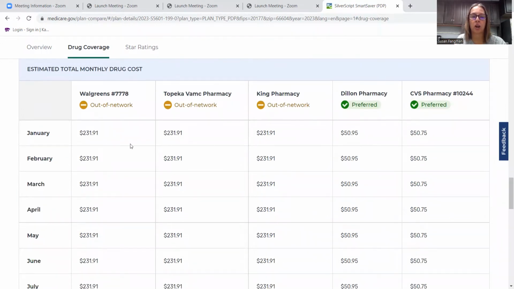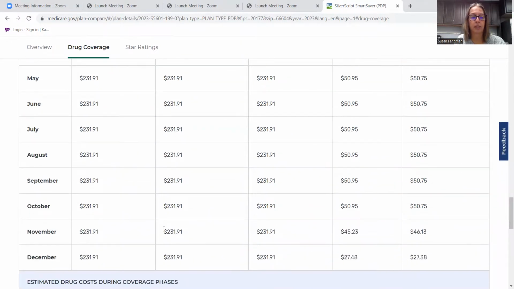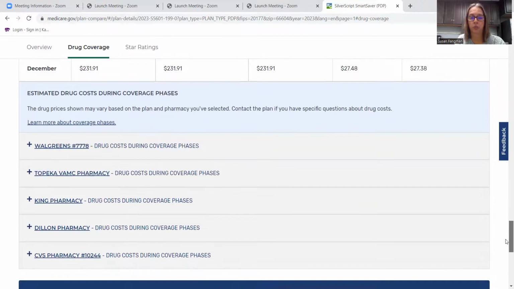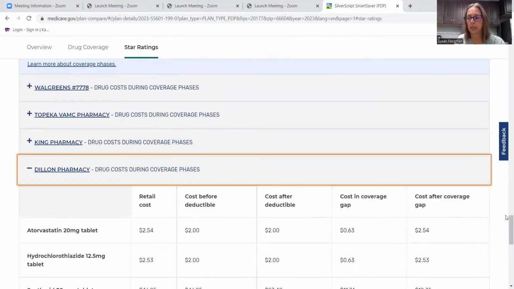Okay, this gives us a cost per month of what we would spend on our prescriptions. So we spend close to $51 a month on our prescriptions total. Notice when you get down here to November, when it says that we will reach the deductible, the price changes. And I'll show you more on that. So I'm just going to click one of the preferred pharmacies.